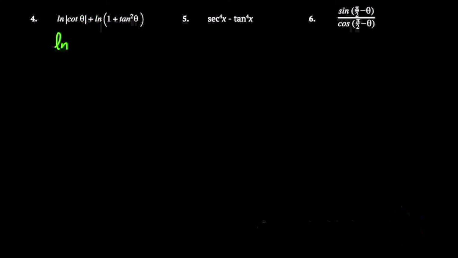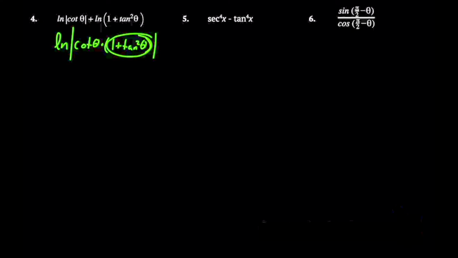So I'll write natural log of, and then I'm going to keep the absolute value bars just in case we have negative numbers inside, and then it would be cotangent of theta times, and then this stuff, 1 plus tangent squared of theta. So now we just have one log term, but the inside is kind of a mess, so let's see what we can do with that.